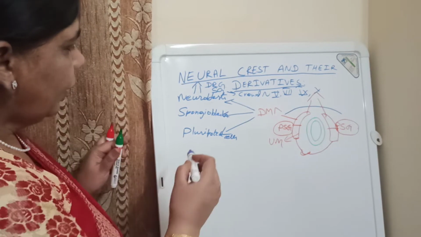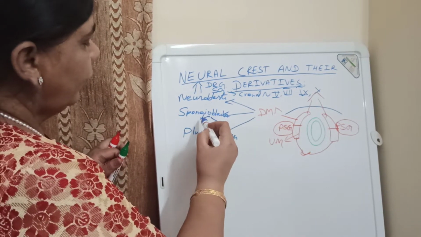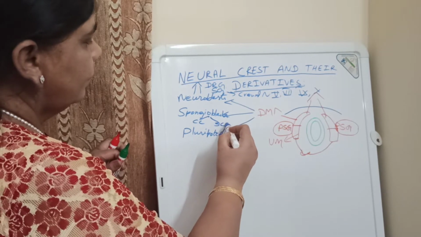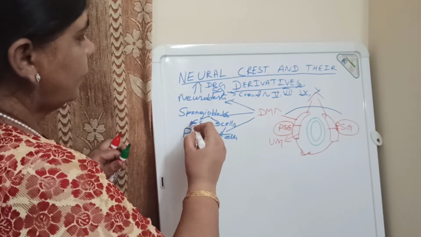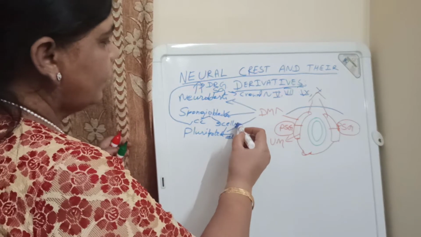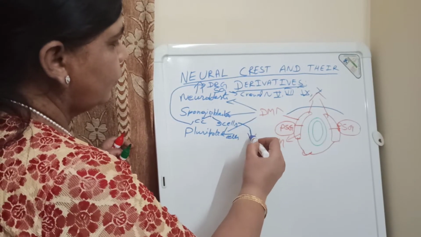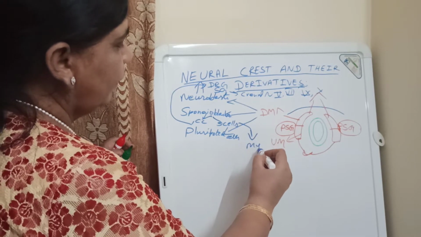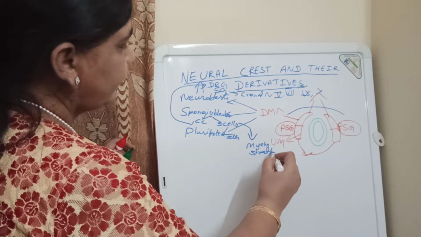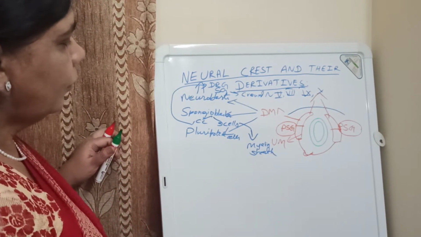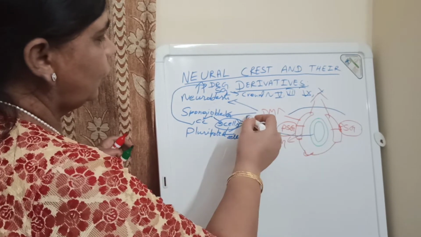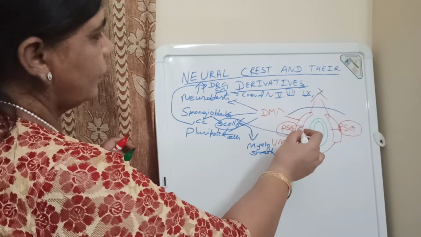If we see the spongioblasts, they give rise to capsular cells and Schwann cells. Capsular cells surround the dorsal root ganglia of the spinal cord. Schwann cells, you should be knowing, give rise to the formation of the myelin sheath and also the neurolemma sheath. Some researchers are of the opinion that these Schwann cells are derived both from the neural tube and from the neural crest.